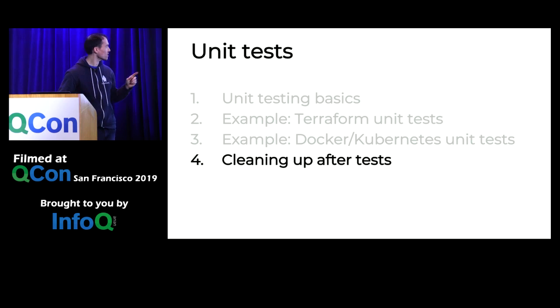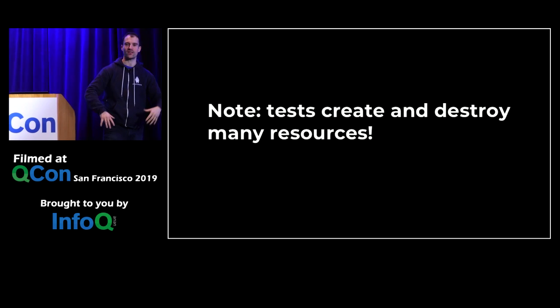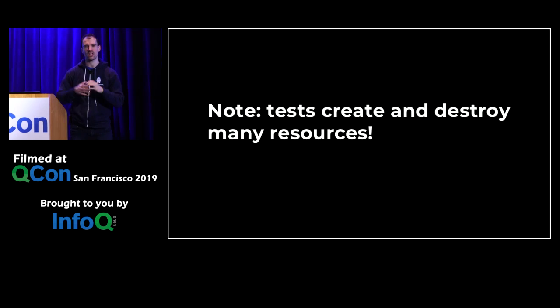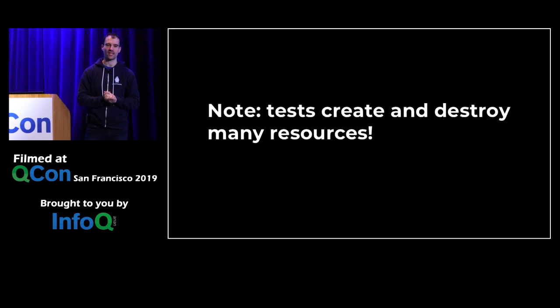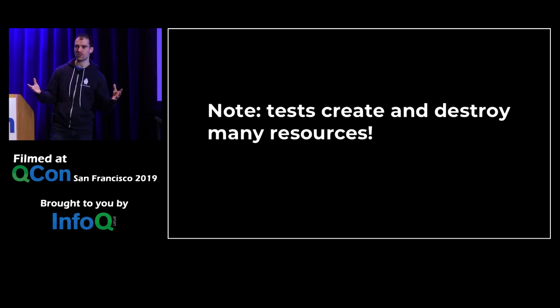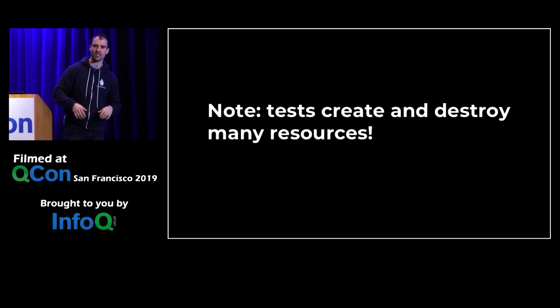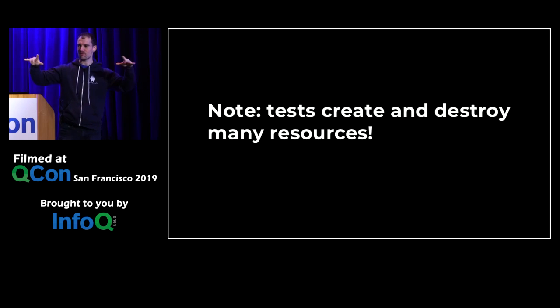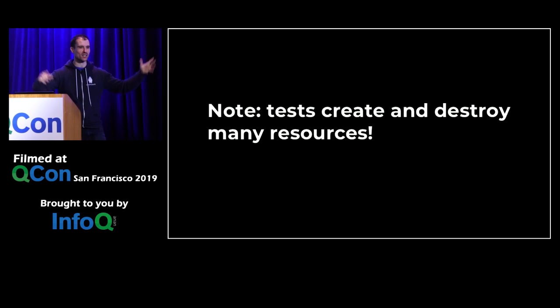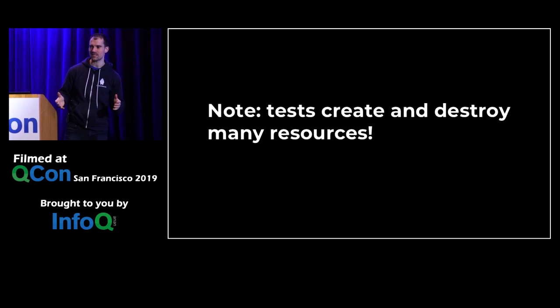I'll mention one more thing about unit testing, which is cleaning up after those tests. Especially tests for Terraform, CloudFormation, things like that, they're spinning up and tearing down all sorts of resources in your Google Cloud, AWS, Azure accounts. For example, we have one repo that deploys the Elasticsearch stack, an ELK cluster, and after every commit, that spins up something like 15 ELK clusters in various configurations, pokes at them for a while, and then tears them all down. That's a lot of infrastructure after every single commit.